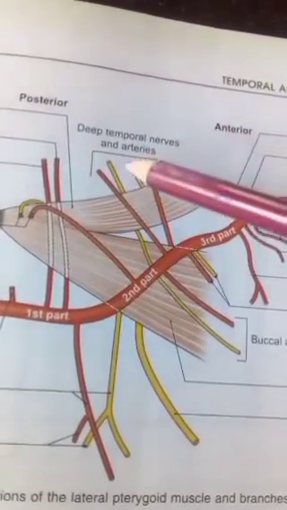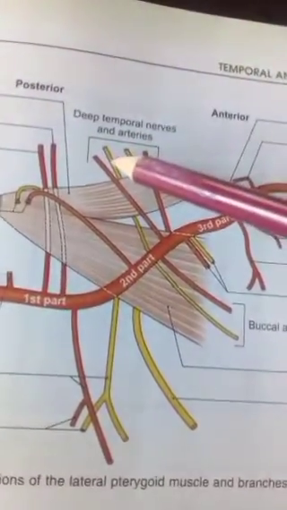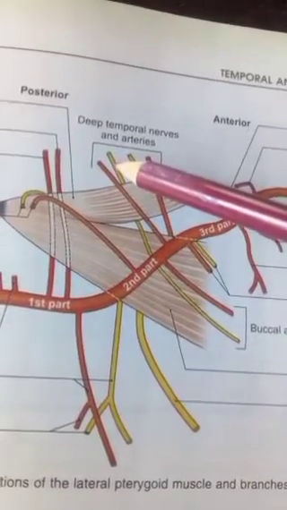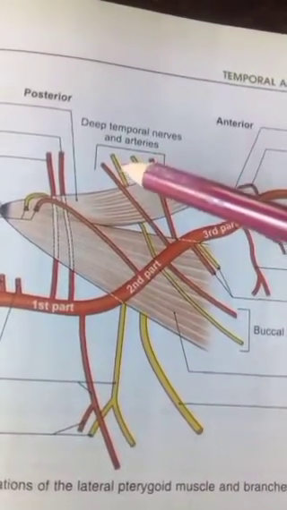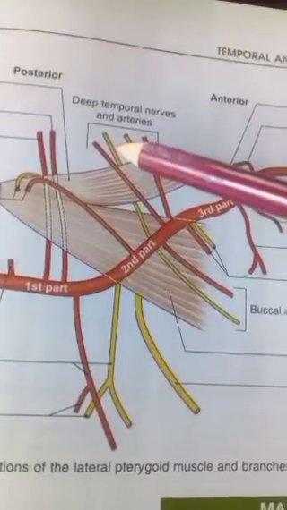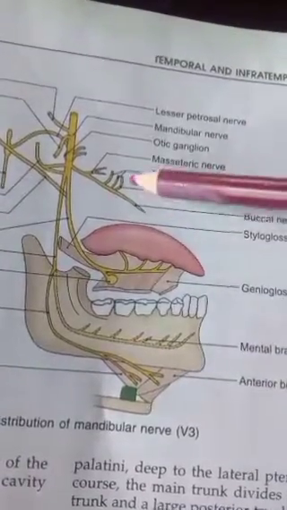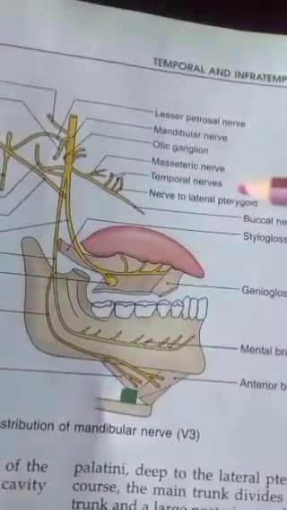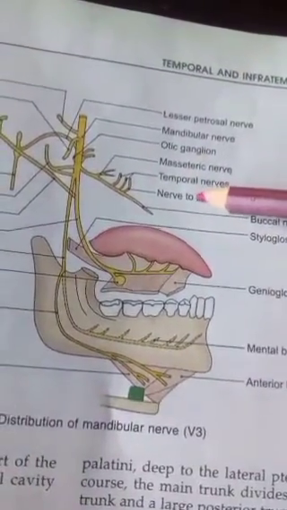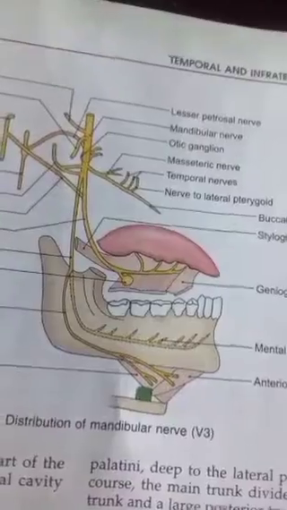There are two deep temporal nerves from the anterior trunk of the mandibular nerve. Both the deep temporal nerves supply the temporalis muscle from its deep surface. The nerve to lateral pterygoid also enters the muscle through its deep surface.